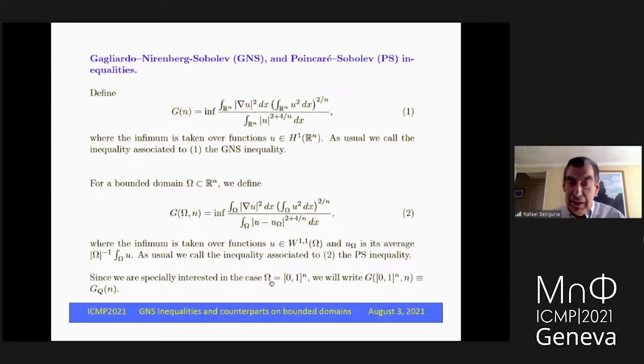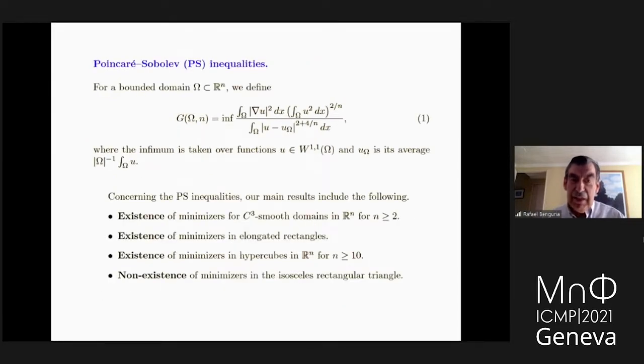And in that case, instead of using omega, we just say g_Q of u for the hypercube. So g_Q of u is the corresponding infimum, taken in W^{1,1} of omega, but when the domain is a cube. And the main results, which we obtained about a year ago, are listed here.